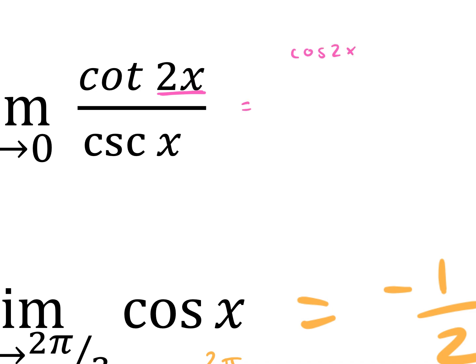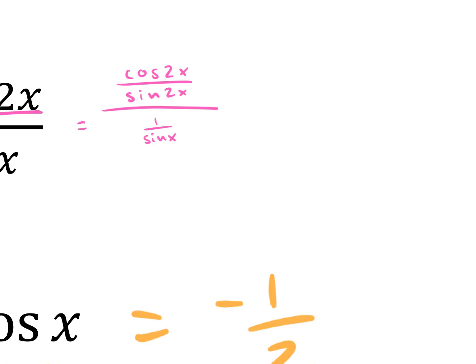So cosine of 2x over sine of 2x over, since I'm changing everything to be in terms of sine and cosine, what would cosecant be? 1 over sine of x. Awesome. So now I want to change that sine of 2x to one of my double angle formulas. So sine of 2x, same thing we had on the last page. Sine of 2x would be 2 sine of x cosine of x.